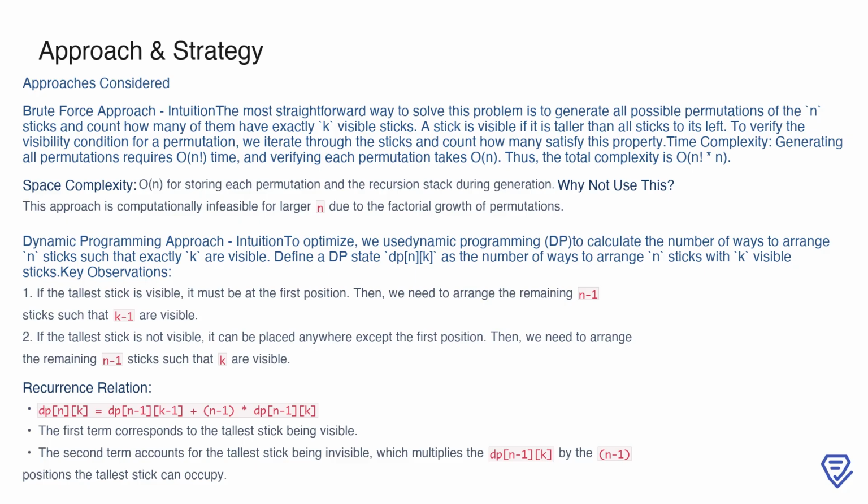Generating all permutations requires factorial time, O(n!), and verifying each permutation adds an additional O(n), leading to a total time complexity of O(n! * n). The space complexity is also significant, as we need O(n) space for storing each permutation and the recursion stack during generation. This makes brute force infeasible for larger values of n, as the number of permutations grows exponentially. Instead, we turn to an optimized approach using dynamic programming, which allows us to efficiently calculate the number of ways to arrange n sticks with exactly k visible sticks.